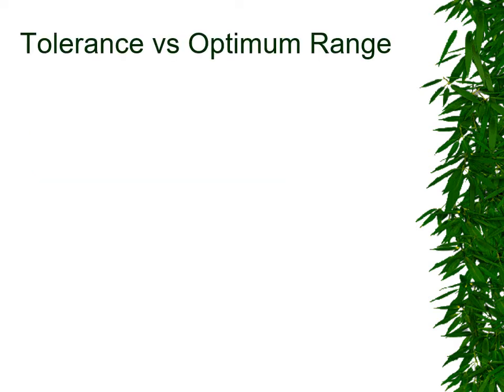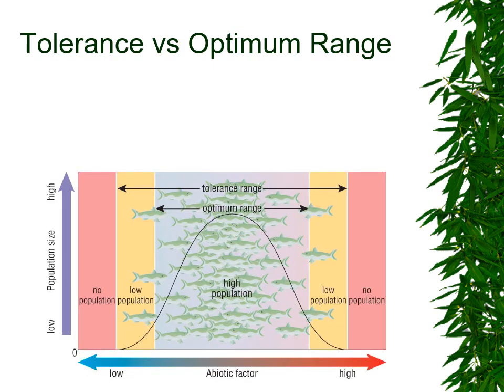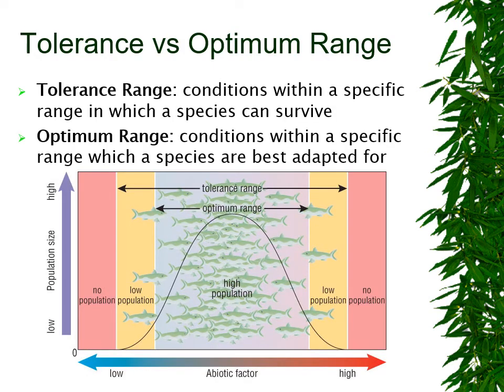So when we look at tolerance versus optimal range. So again, our tolerance range is going to be conditions within a specific range in which the species can survive. Whereas our optimal range are conditions within a specific range which a species are best adapted for. So again, if we look at this graph, okay, our abiotic factor is our independent variable here at the bottom. It could be temperature, it could be talking about pH, and within this range here, this is our optimal range.